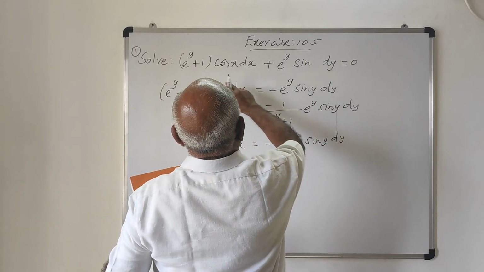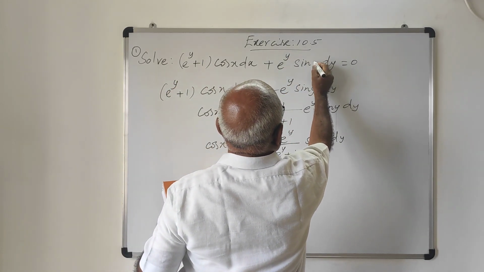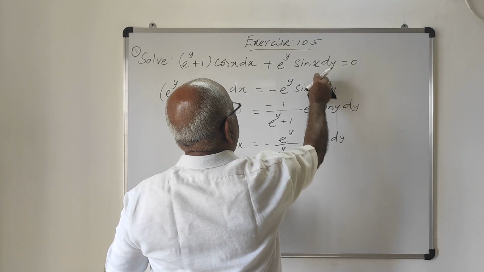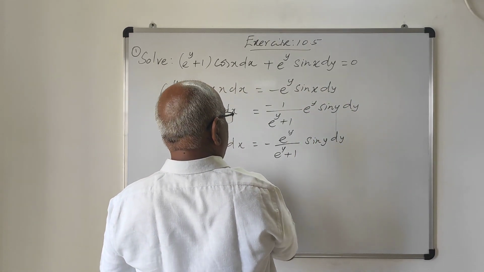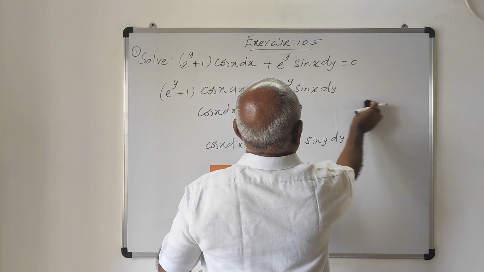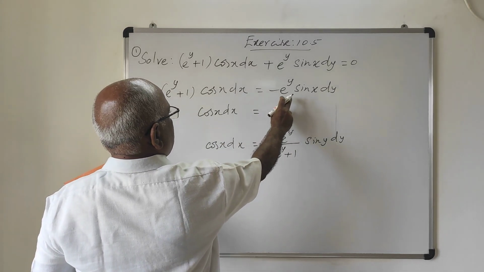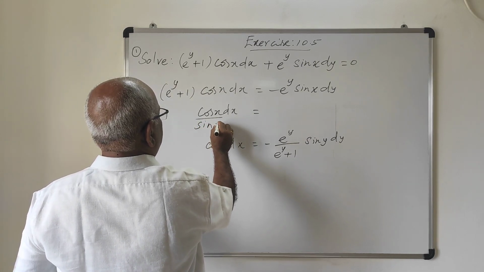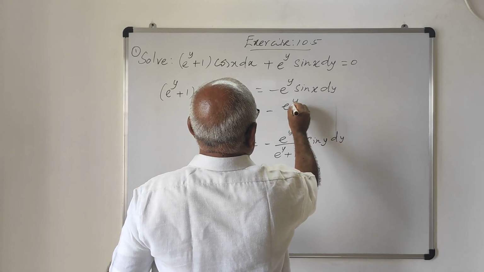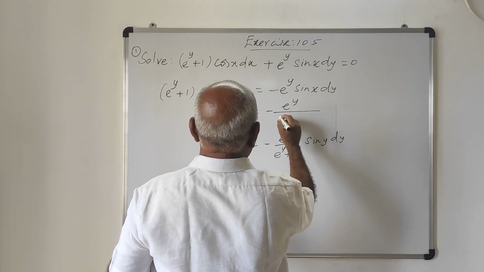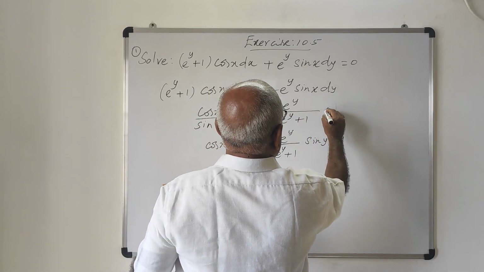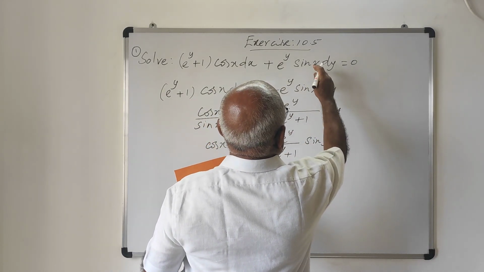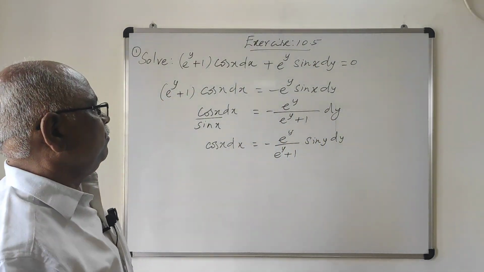See, in the problem it is given as (e^y + 1) cos x dx plus e^y sin x dy. This is the problem. Now, you correct it, this is sin x dy. Now, this sin x, if you bring it to the left hand side, it comes to the denominator. This is cos x by sin x dx and minus e^y, and e^y + 1, if you bring it to the right hand side, it becomes the denominator, e^y + 1. See, this is the expression. So, our simple correction. Instead of sin x, I wrote sin y. That's the confusion.